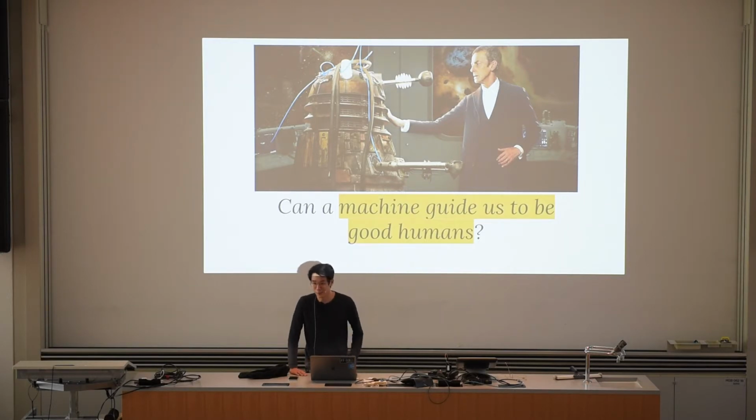Nobel Prizes were given out for market mechanics and designs, right? So can we maybe, going back to the time we are living in, the information theory time, design a machine that takes this incentivization design for us? Can a machine guide us to be a good human? This is a crazy idea I want to give you guys here, and I think we can.